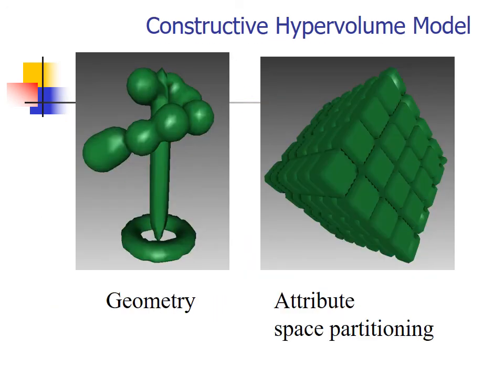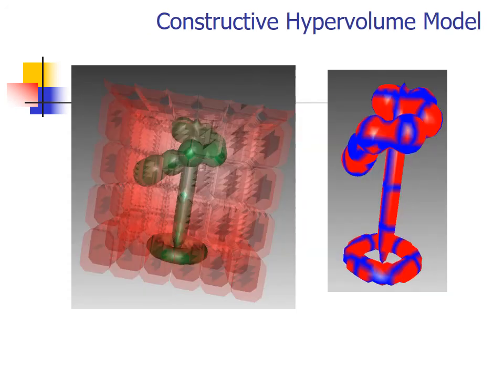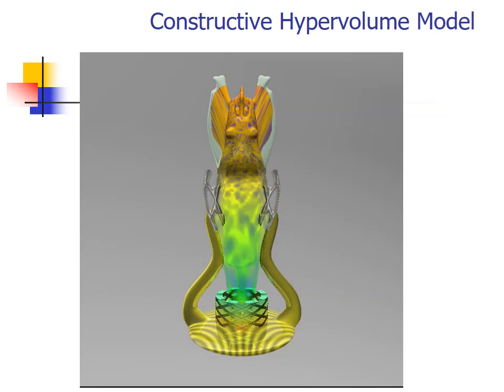Here you can see an example of the hypervolume model construction. On the left image the geometry is represented. On the right image the attribute space partitioning is represented. By combining these two parts we can obtain a complex heterogeneous object with a different distribution of materials or properties inside. Here is an example of the heterogeneous object built using the constructive hypervolume model.